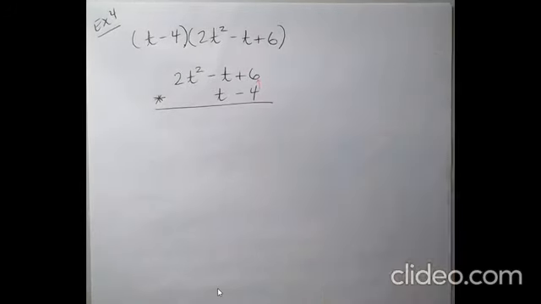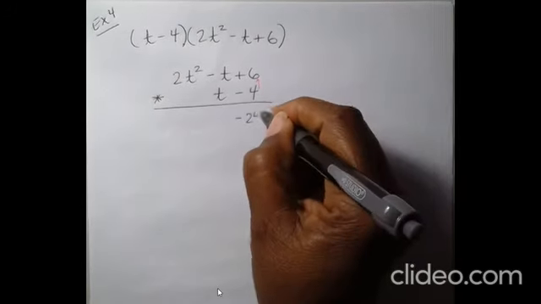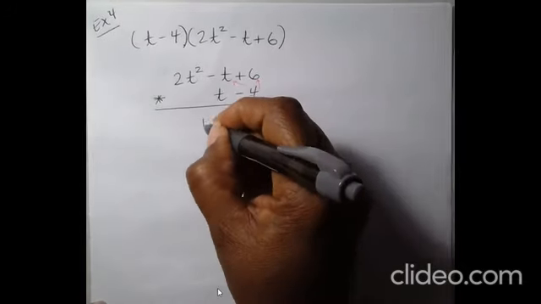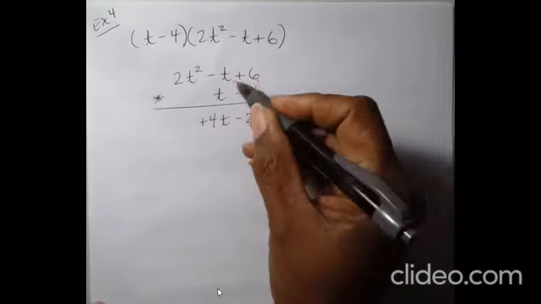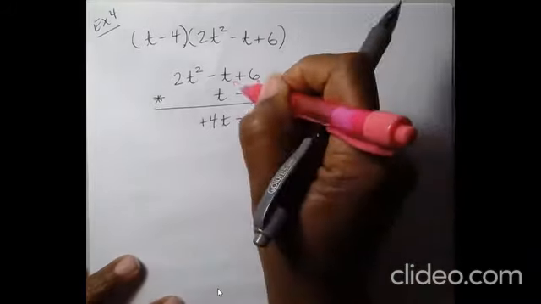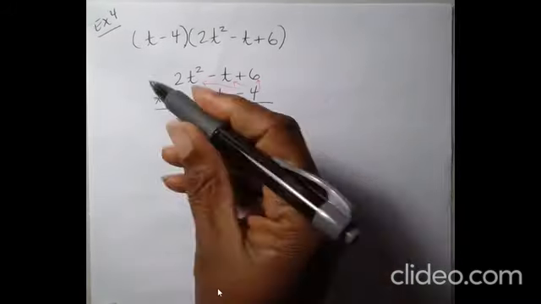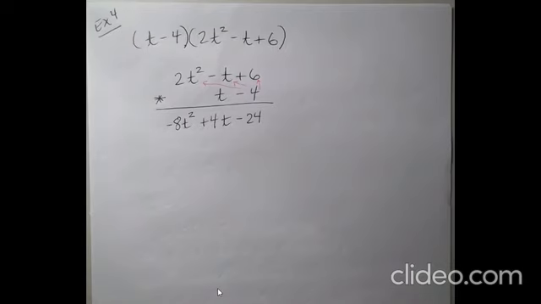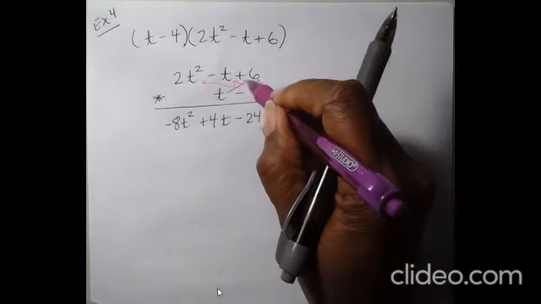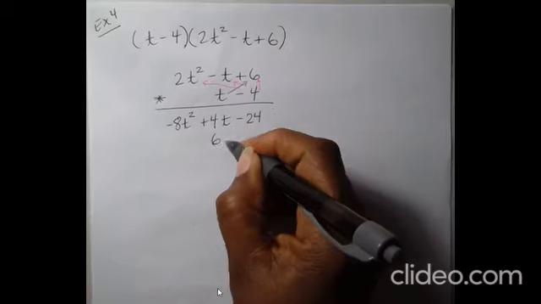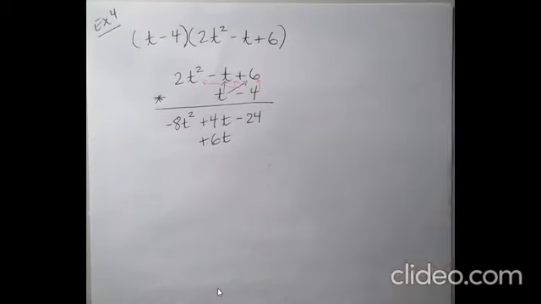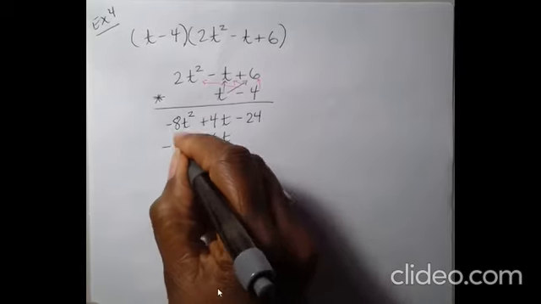Negative 4 times 6 is negative 24. Negative 4 times negative t is a positive 4t. Negative times a negative is positive. And negative 4 times 2t squared is negative 8t squared. Then we go with our t times 6. 6 times t is 6t. This is a positive. And t times negative t is a negative t squared.